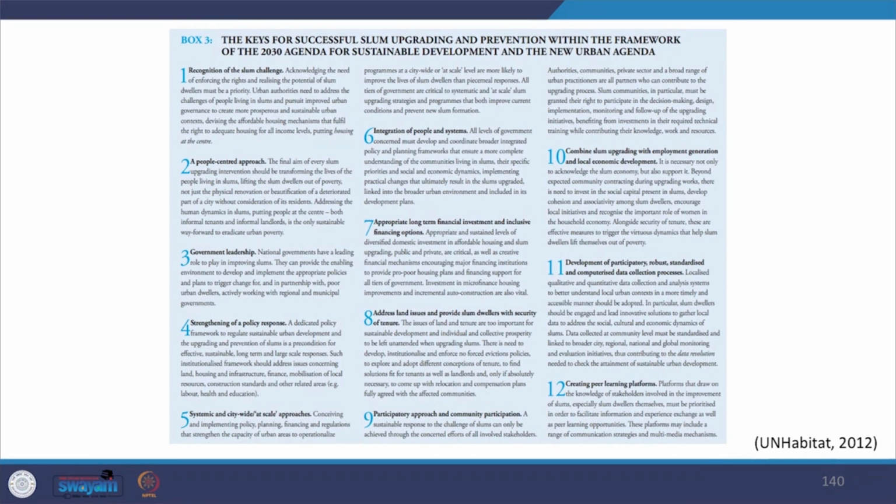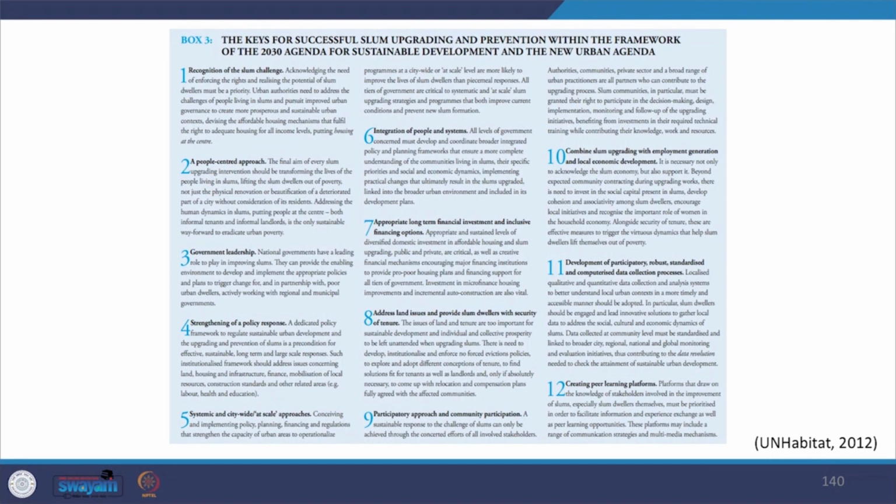Next, we see that it highlights the need for a people-centric approach. For any kind of upgradation, it's important that it is focused on people and not focused on the environment or the building component or the beauty component. Third, it highlights the need for government leadership. National governments have a leading role to play in improving the slums, and they can provide the enabling environment to develop and implement the appropriate policies and plans to make the changes which are required in the slum areas.